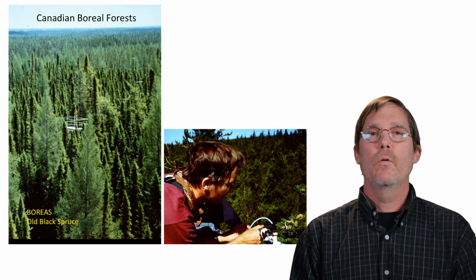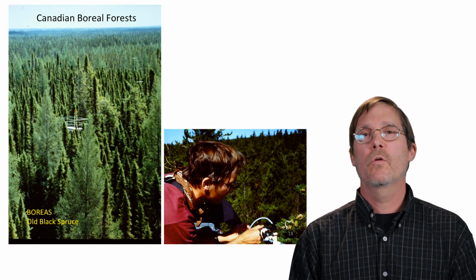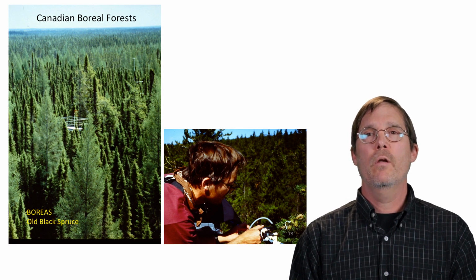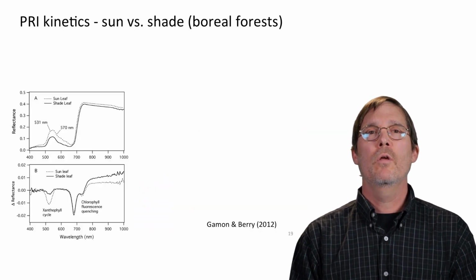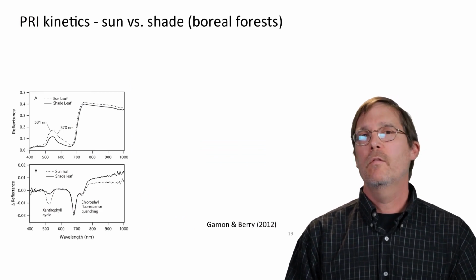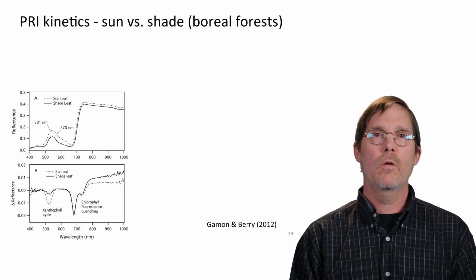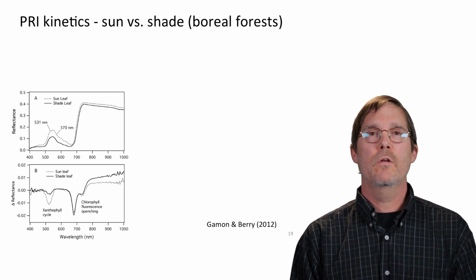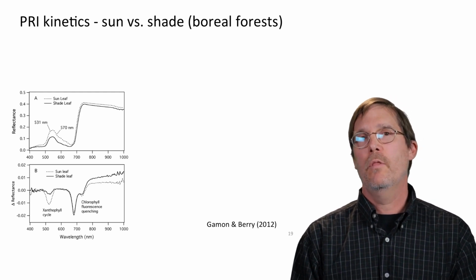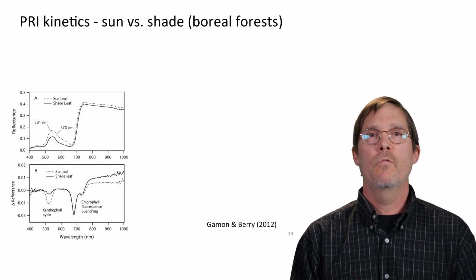So we've also done work in the boreal forest, and this shows a picture of the Canadian boreal forest, and there's a picture of leaf reflectance measurements being made with a leaf clip on a conifer in the right-hand picture. And we've asked the question, when you apply these dynamic approaches to forests, how much does the PRI vary within the canopy under different conditions? So this is a study of the top of the canopy versus leaves in the bottom of the canopy in deep shade for the boreal forest.